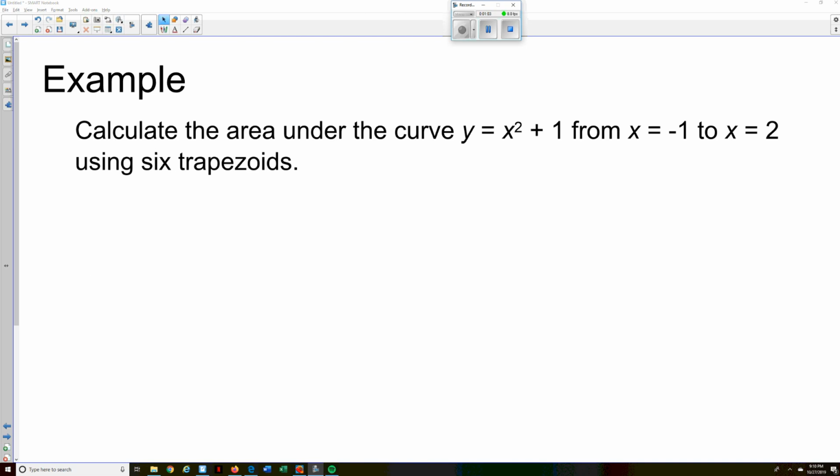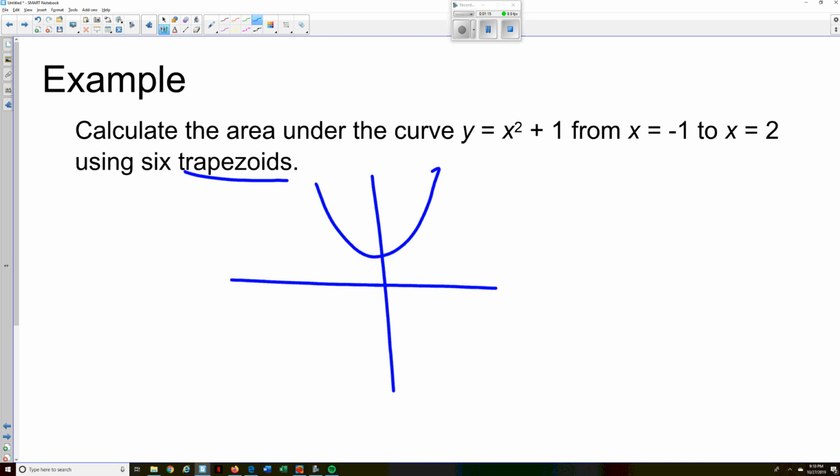We're going to skip doing the rectangles, the left endpoints, the right endpoints, the midpoints, because I think you know how to do this. But we're going to start by doing one using the trapezoid rule. If we graph this function, it looks a little something like this. About here is -1, and about here is 2. We're going to calculate that area by putting in trapezoids, and we're going to put in 6 trapezoids: 1, 2, 3, 4, 5, 6.